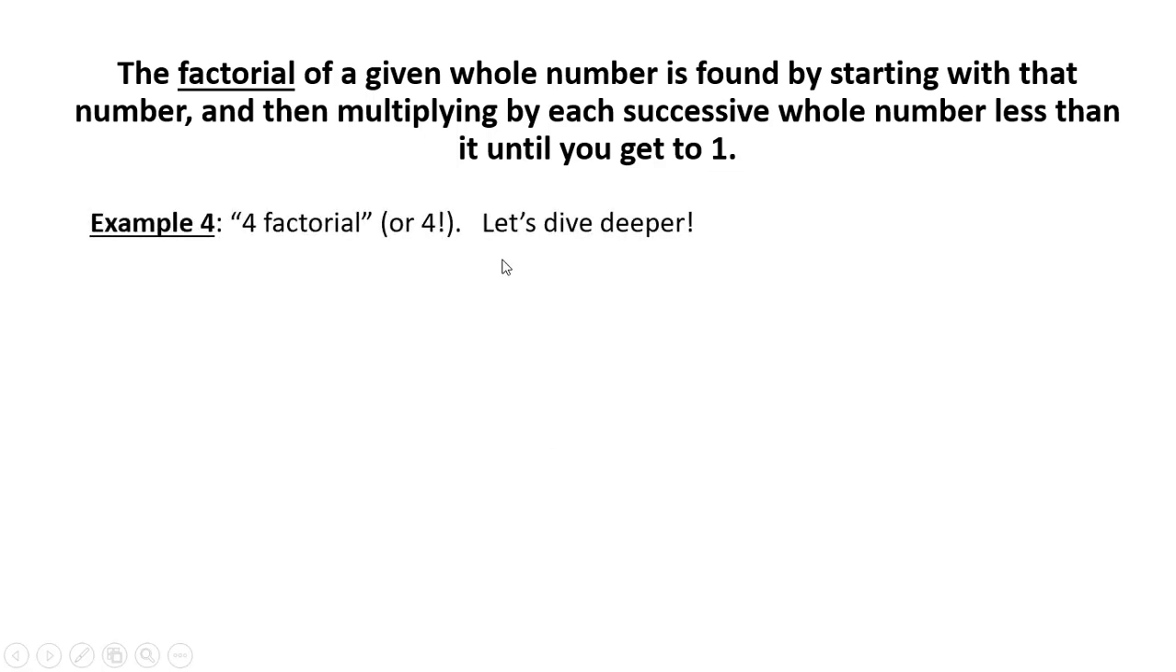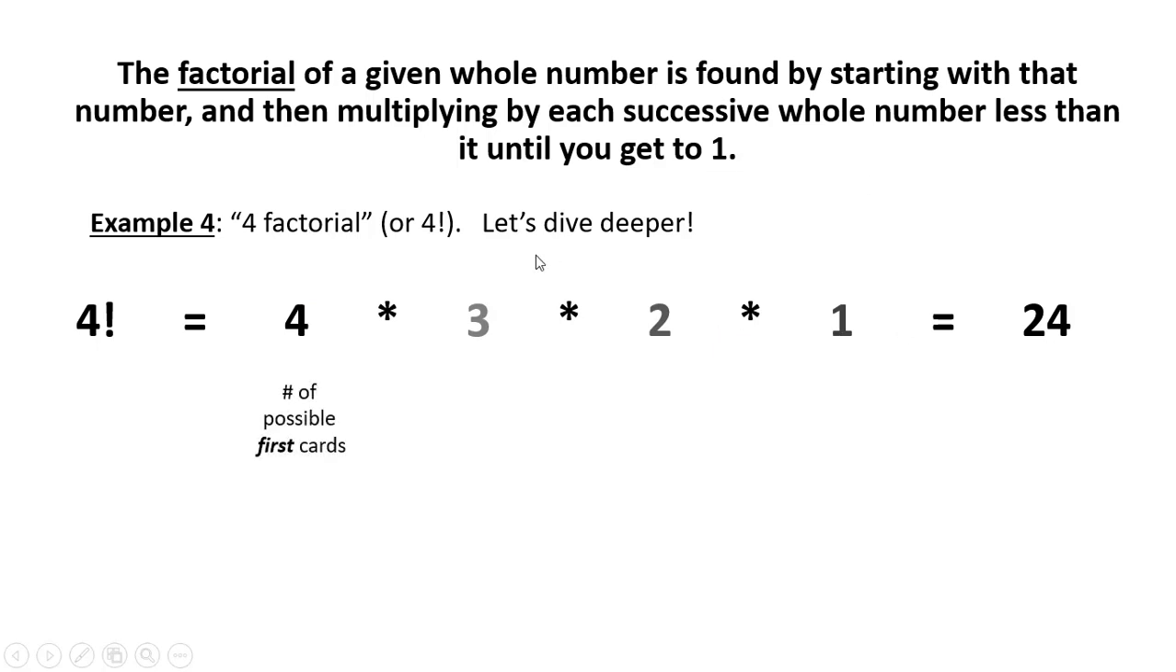All right, next up we did 4 factorial, which would look like 4 with an exclamation point next to it. That's 4 factorial. I want to break this one down a little bit more. So I'm going to actually write out 4 factorial and what it means. It's 4 times 3 times 2 times 1, which as we know is 24. Totally fine. But I want to break down what each of these numbers means.